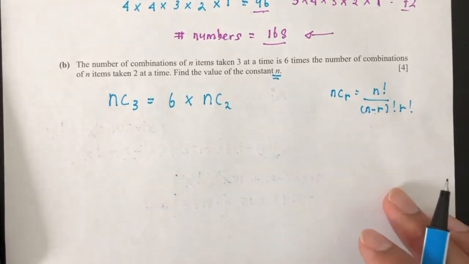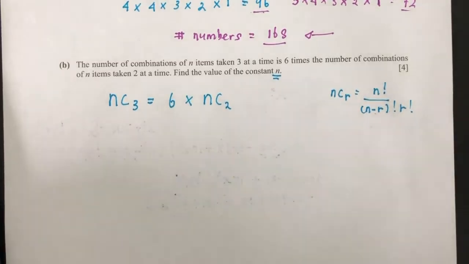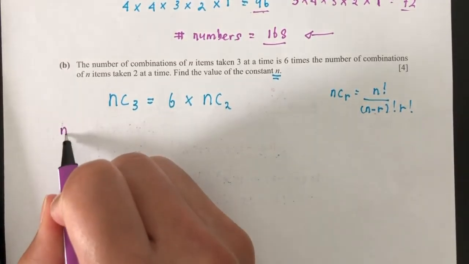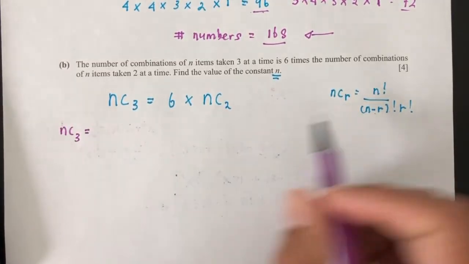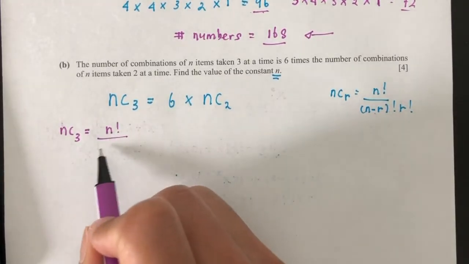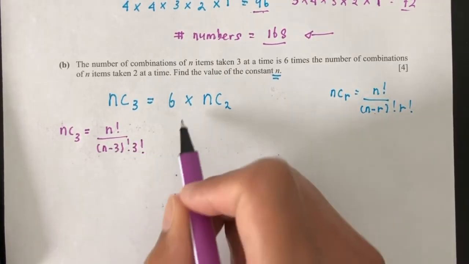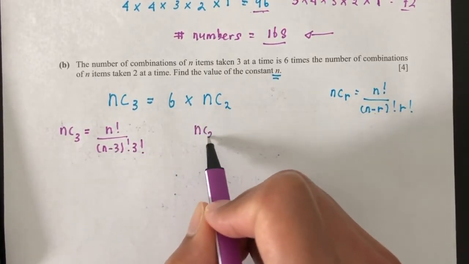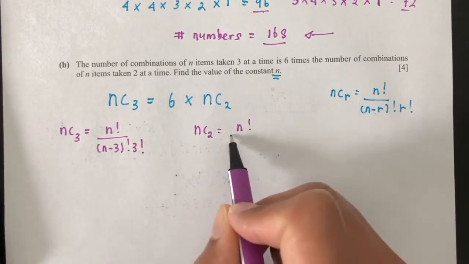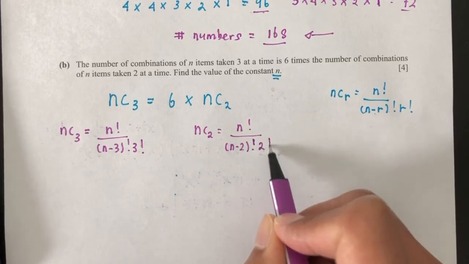So first, what will be n choose 3? Let's write this here. n choose 3 will be n factorial over n minus 3 factorial and 3 factorial, since r will be 3 here. And what is n choose 2? That will be n factorial over n minus 2 factorial and then 2 factorial.